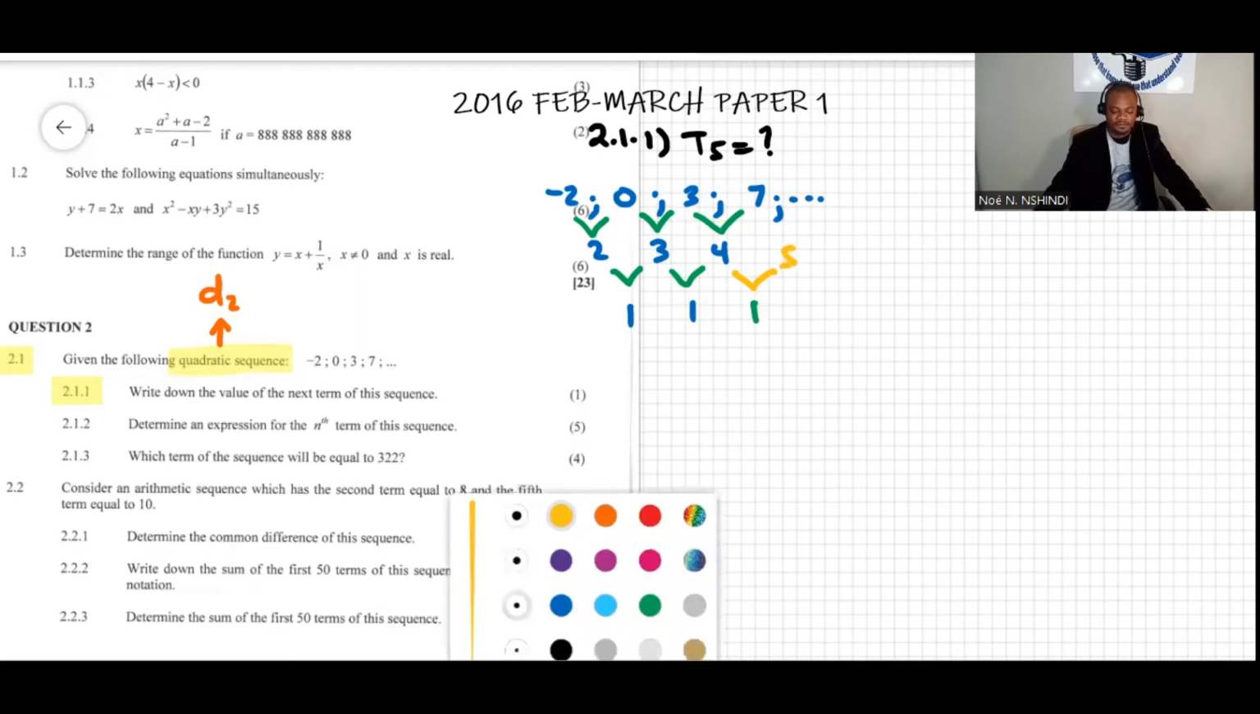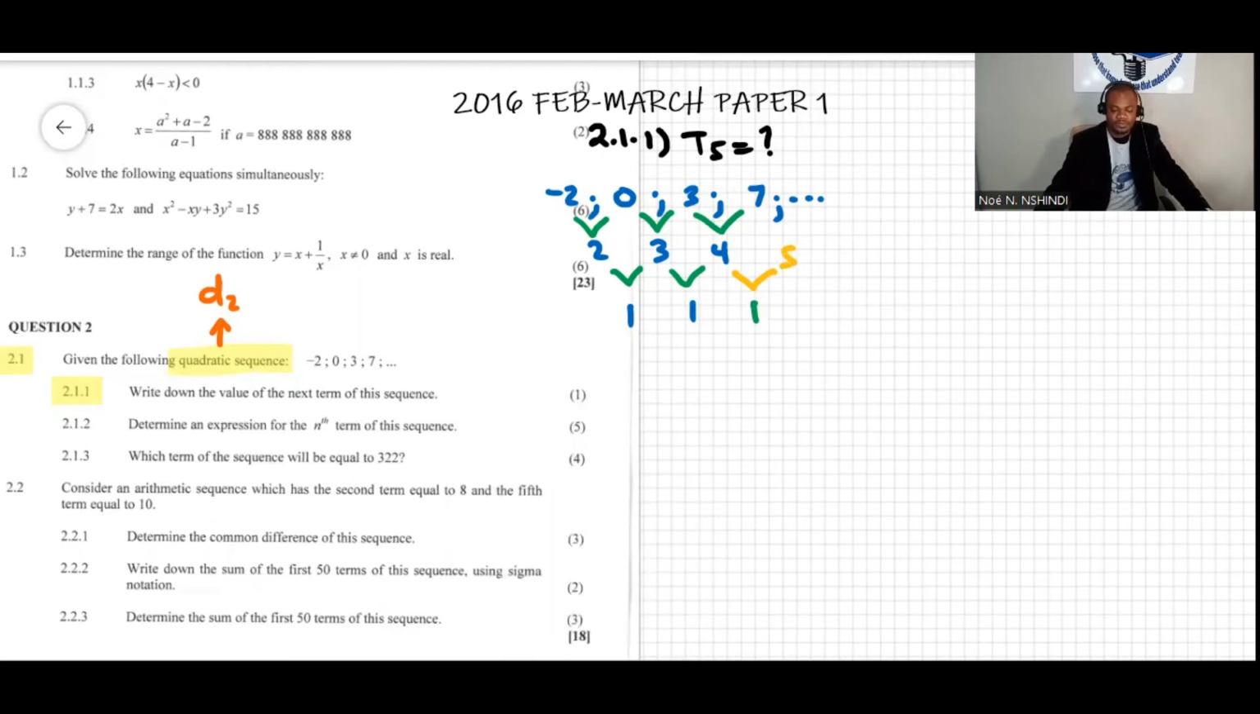Now this also implies that this number here, T5, is what we're looking for. The difference between T5 and 7 is 5. This means that T5 is 12. So therefore, T5 is equal to 12, because 12 minus 5 is 7. In other words, we can just do 7 plus 5, and this is equal to 12.